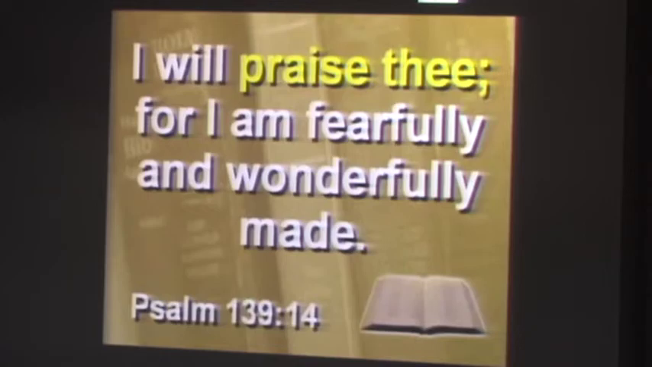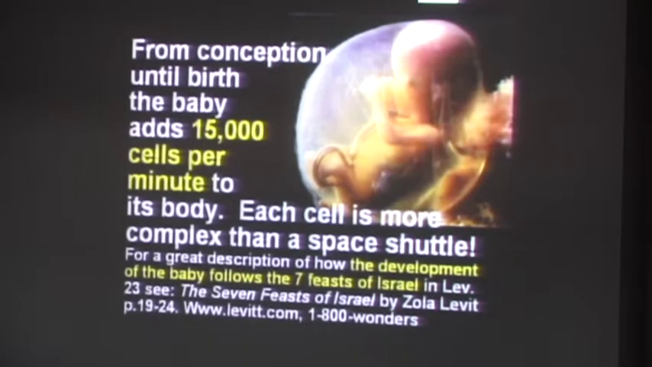You know, from conception to birth, the baby adds 15,000 cells per minute to its body. Each one is more complicated than a space shuttle. How would you like to be in charge of supplying a factory that is producing 15,000 space shuttles a minute? And it's your job to make sure they have all the nuts and bolts and screws and everything they need to put that thing together.